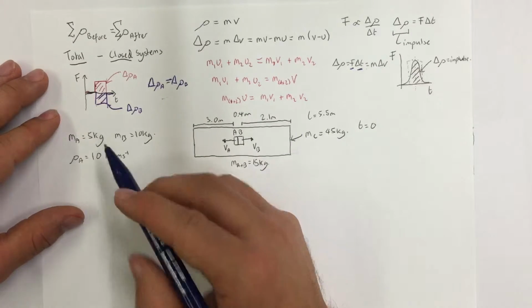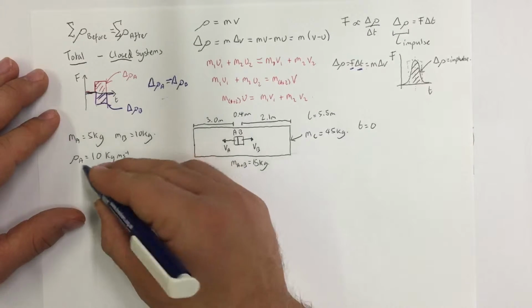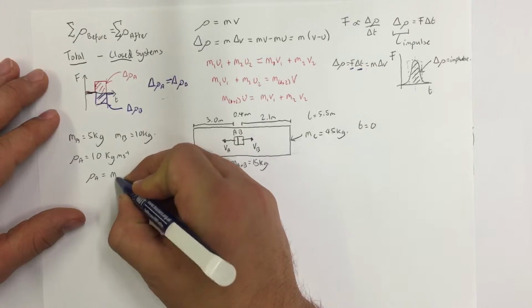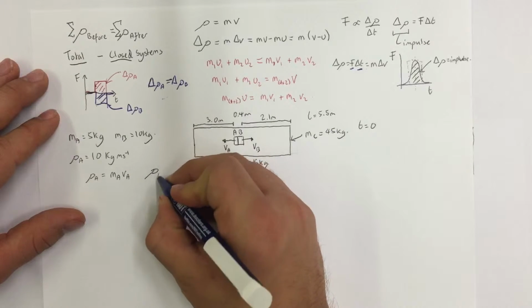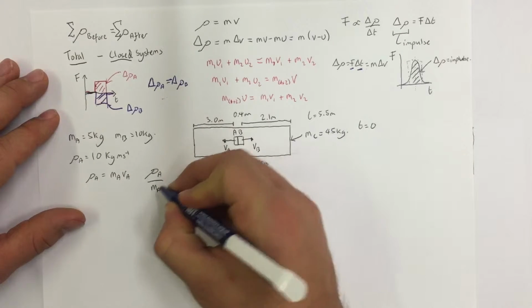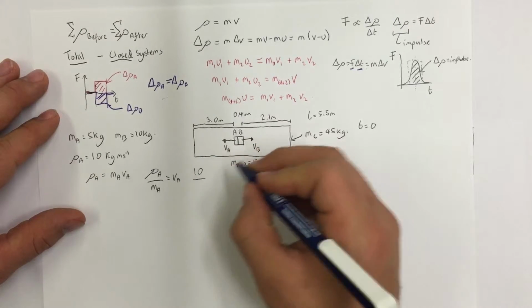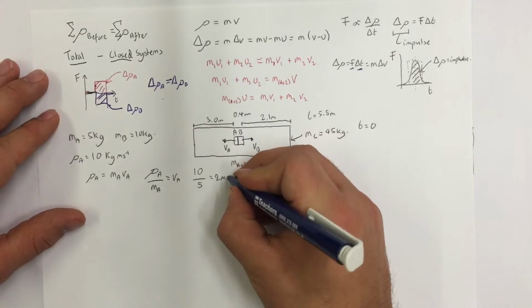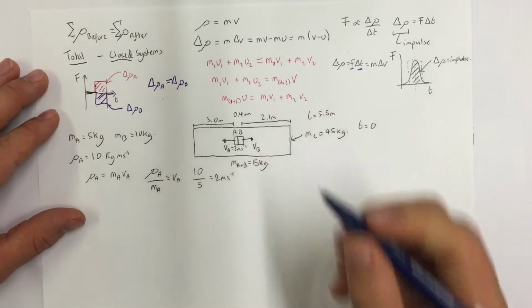From this, we can then calculate the speeds VA and VB. So momentum of A is equal to the mass of A and the speed of A. So I rearrange this to give momentum of A over the mass of A is equal to the velocity of A. So I have 10 divided by 5, and so the velocity is 2 meters per second for VA. So VA is 2 meters per second.